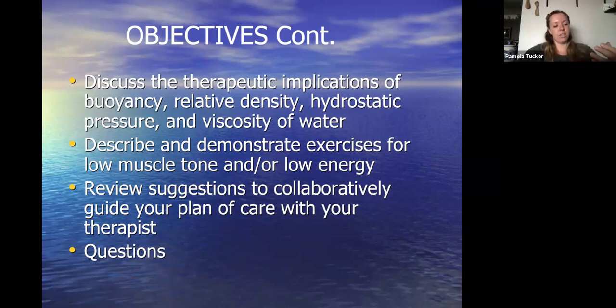And that trails nicely into how different exercises in the water can help with addressing concerns like low muscle tone and low energy. And I'd like to conclude with talking about how you can collaborate with your therapist and talk about different questions and education to bring up to them, but that's starting your plan of care.